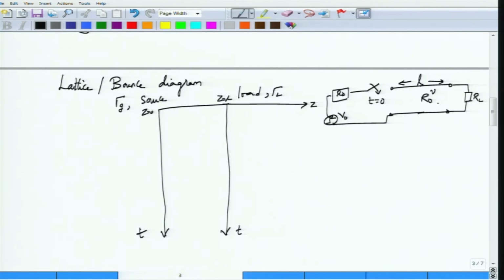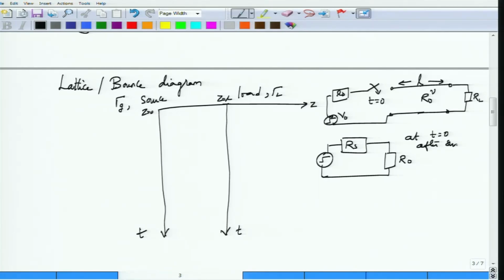what would actually be the voltage on the transmission line? It is very simple to recognize that the moment the switch is closed, RL is not visible to the source. The source cannot see RL. What it sees instead is only the equivalent impedance of the transmission line, and that is nothing but the characteristic impedance of the transmission line, R0. So this is what the step voltage sees just at t equal to 0 after the switch has been closed.